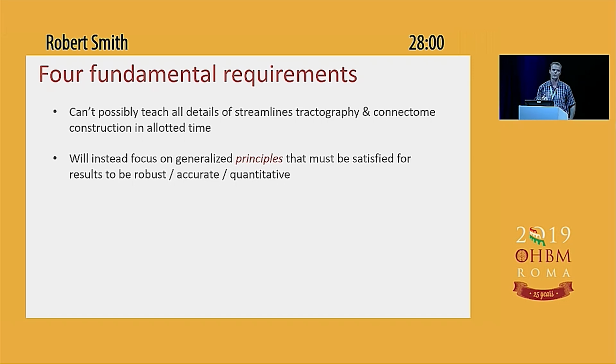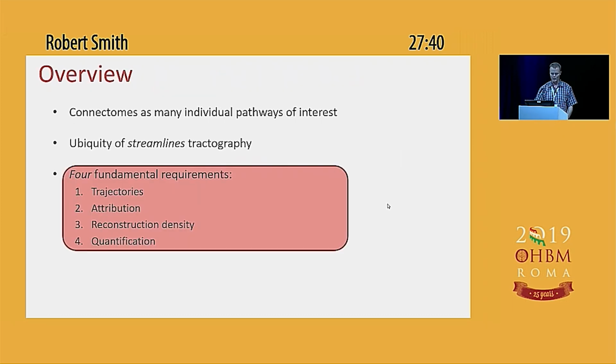They're simply things that I would encourage you to think very critically about whenever you are investigating which software you want to use, or if you're reading a manuscript that's used a particular technique or that's proposing a particular technique, to really think hard about whether or not these principles are satisfied. So here's the list back on my overview page. They are trajectories, attribution, reconstruction density, and quantification.